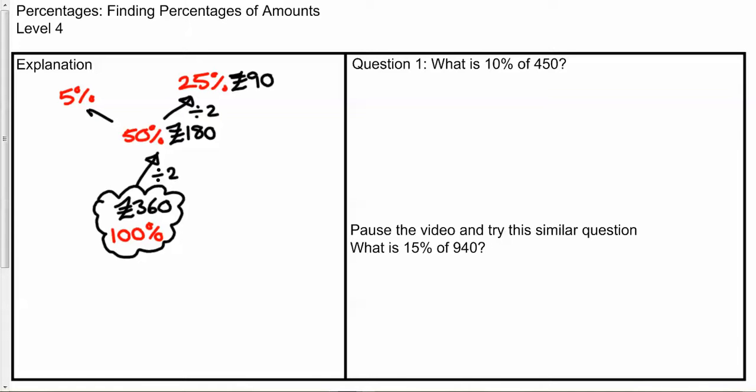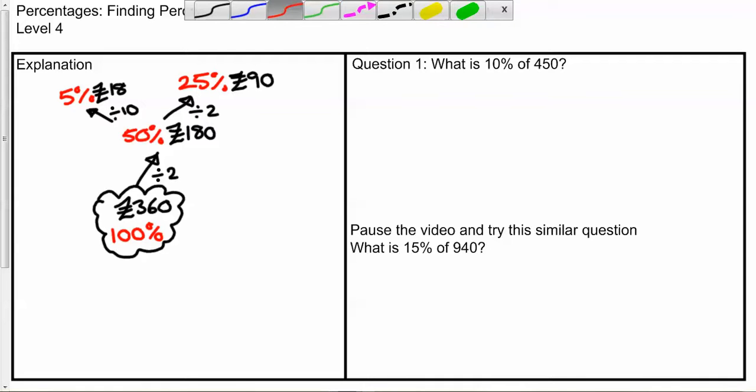Slightly more difficult than that, but still not too challenging, is to find 5%. Now we know that 50% is £180. 5% is a tenth of that, because 10 lots of 5% would make 50%. So we're going to need to divide it by 10. If I take £180 and divide it by 10, the 0 will fall off the end, or, thinking about it more mathematically, the decimal place will move from the right of the 0 to in between the 8 and the 0. What that means is we end up with £18 being 5%.